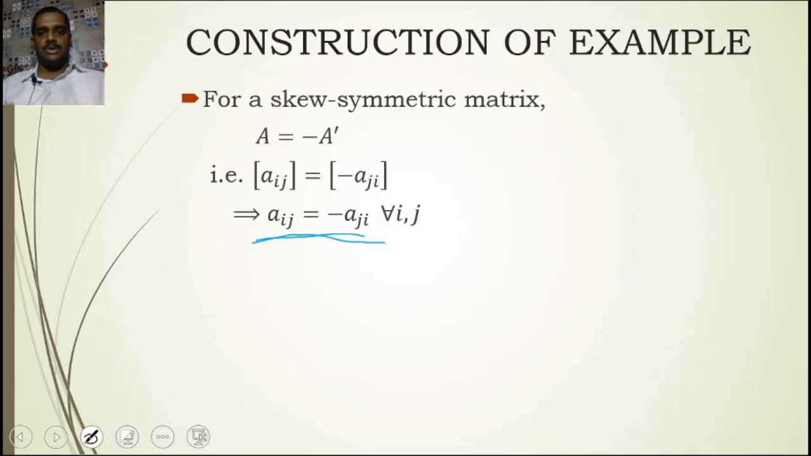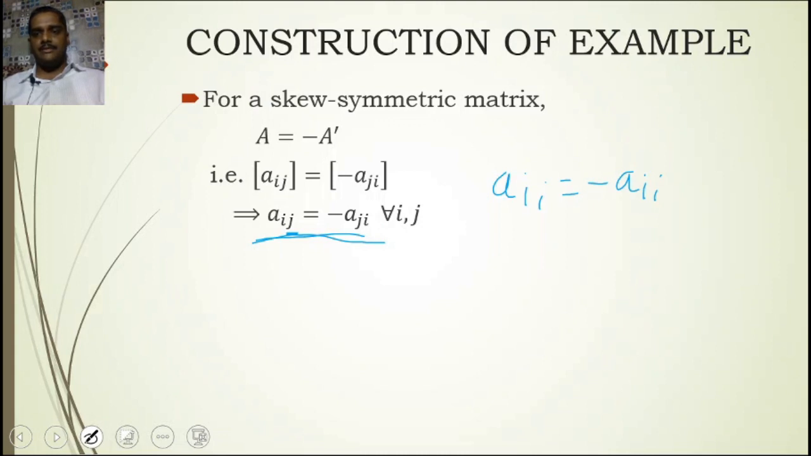And since it holds for each, we are going to apply this on two types of elements, diagonal and non-diagonal. Let's talk about diagonal elements first. We all know diagonal elements are of the form aii. So the j on the left side will become i, and the j present on the right side will also become i. So we get aii equals minus of aii.